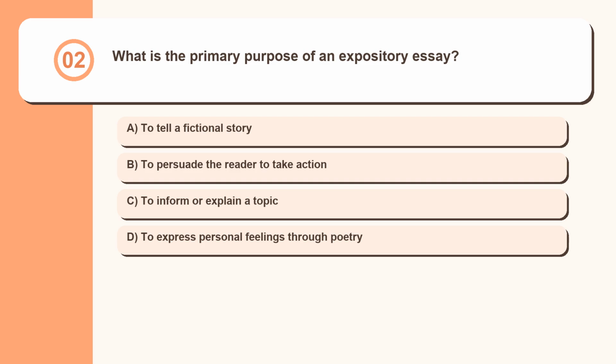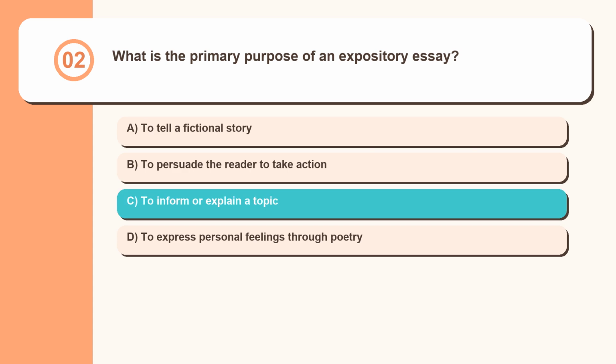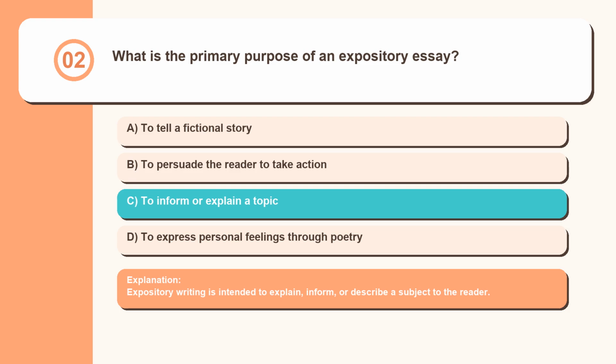Question 2. What is the primary purpose of an expository essay? To tell a fictional story, to persuade the reader to take action, to inform or explain a topic, to express personal feelings through poetry. Expository writing is intended to explain, inform, or describe a subject to the reader.